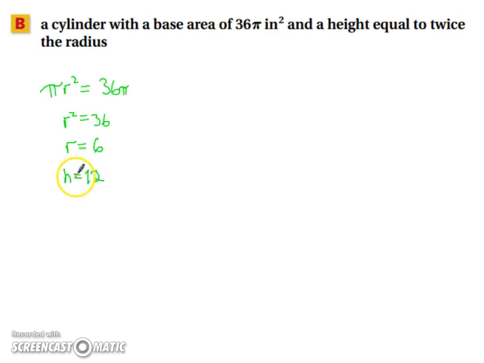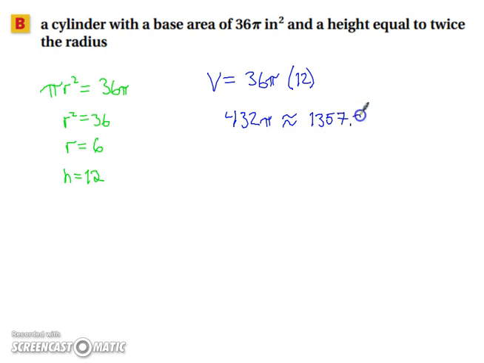And now we can figure out our volume. We have our volume equals the area of our base, which is 36 pi, times our height, which in this case we figured out was 12. So 36 times 12 is 432, and keep our pi here, and that is going to be about 1,357.2 inches cubed.